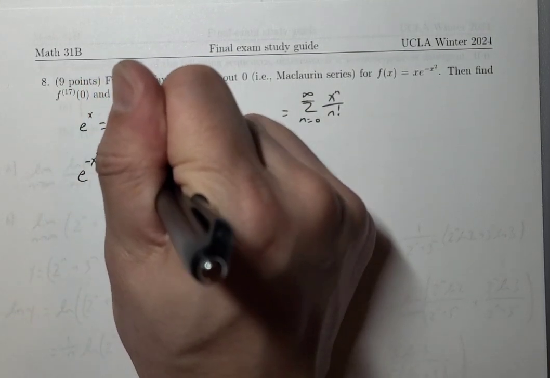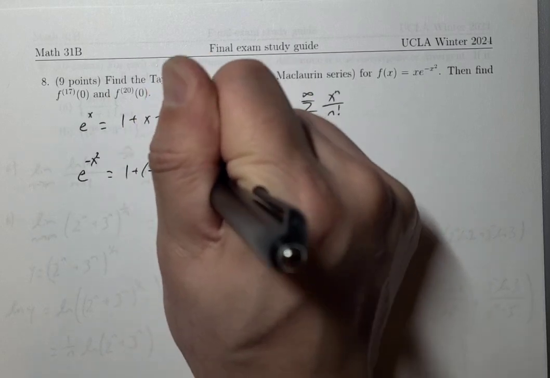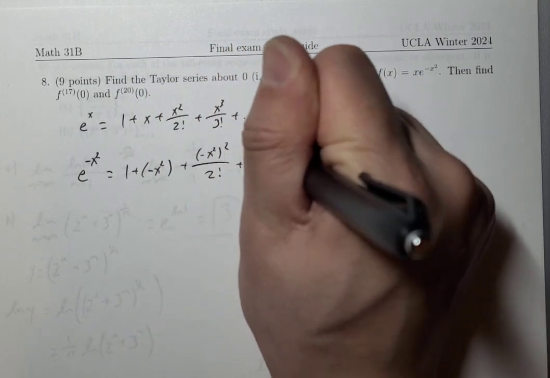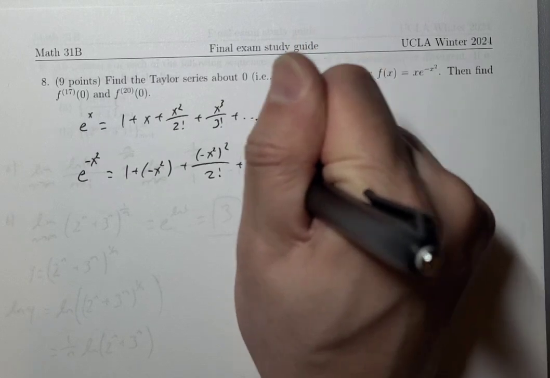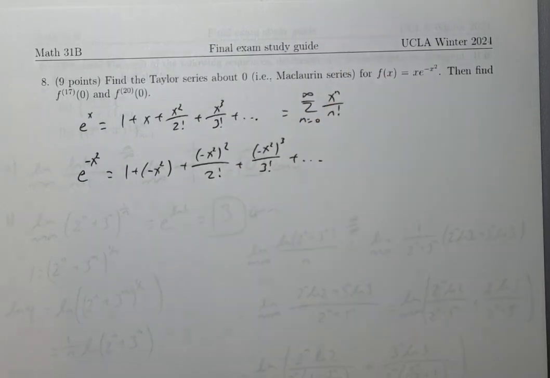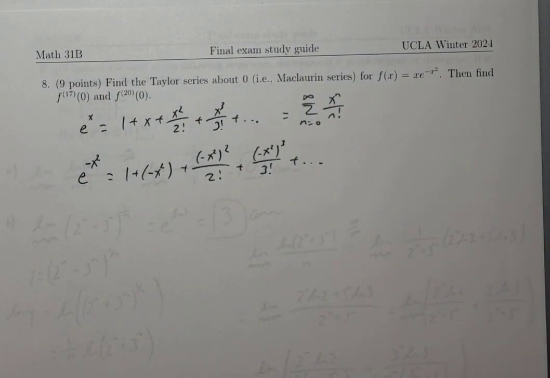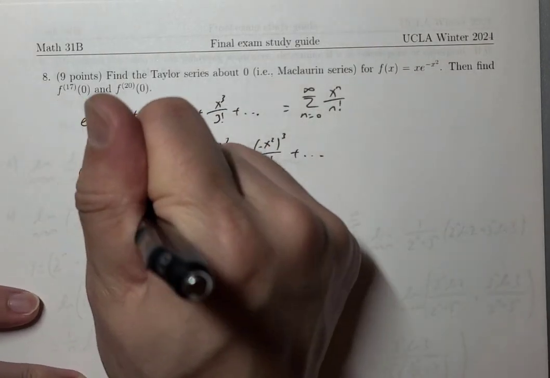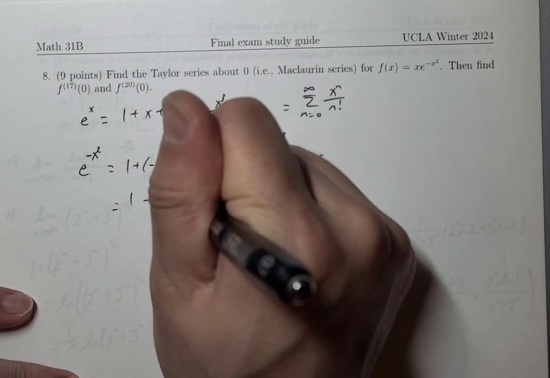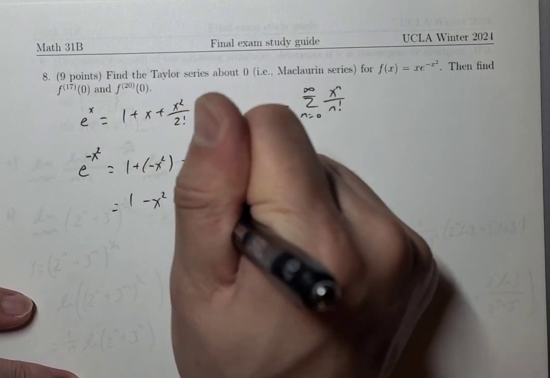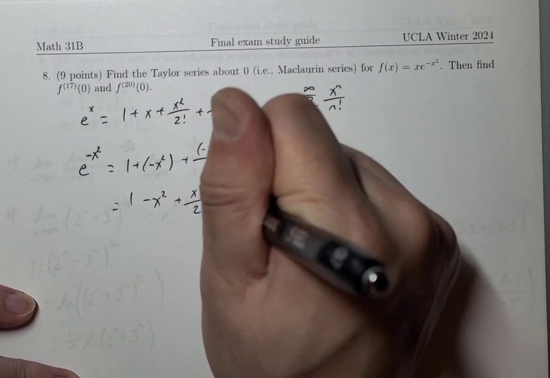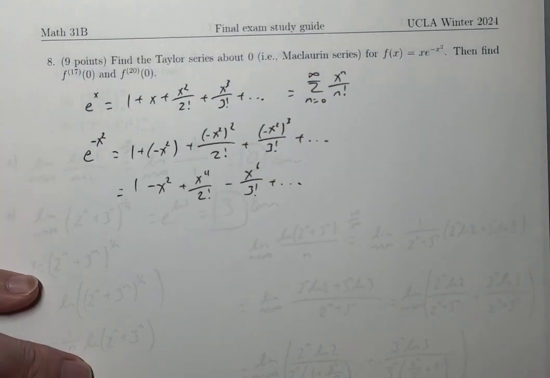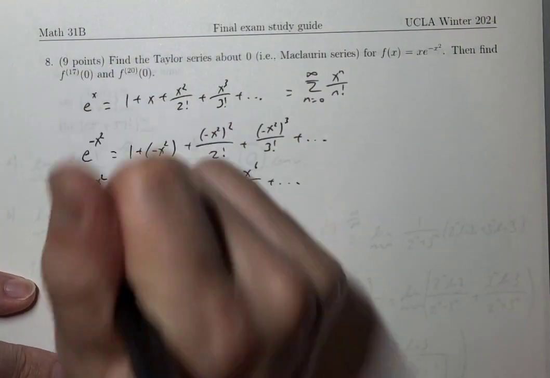So we have 1 plus negative x squared plus negative x squared squared over 2 factorial plus negative x squared cubed over 3 factorial, so on and so forth. Okay, and we can simplify that a little bit. This is 1 minus x squared plus x to the 4th over 2 factorial minus x to the 6th over 3 factorial, so on and so forth. This is e to the minus x squared still.